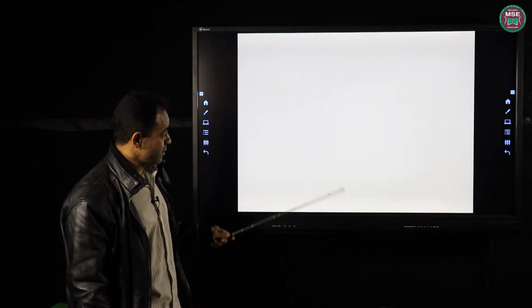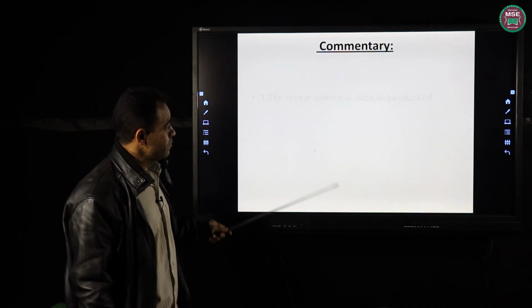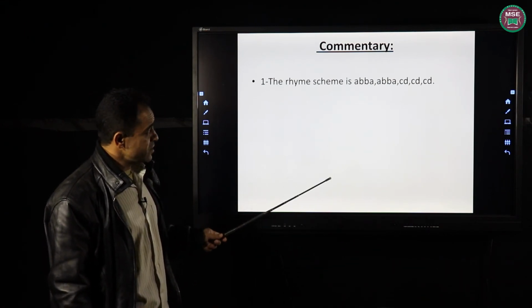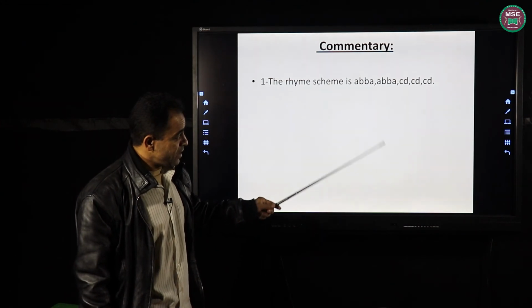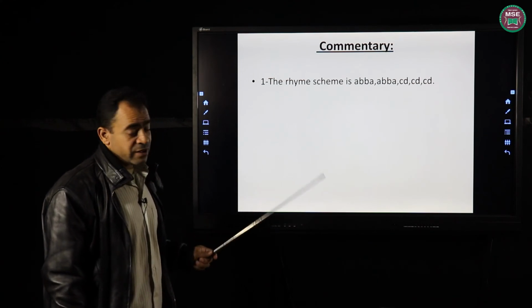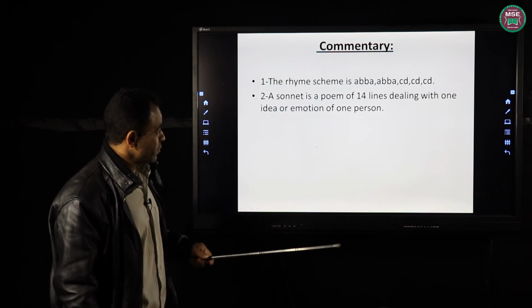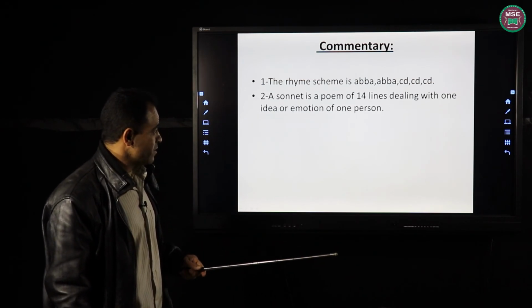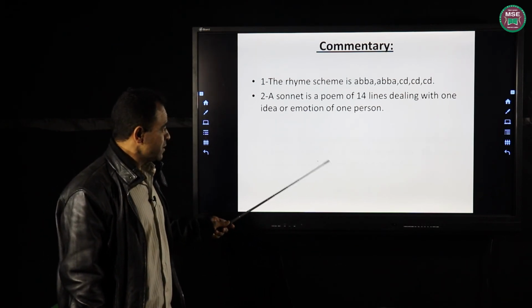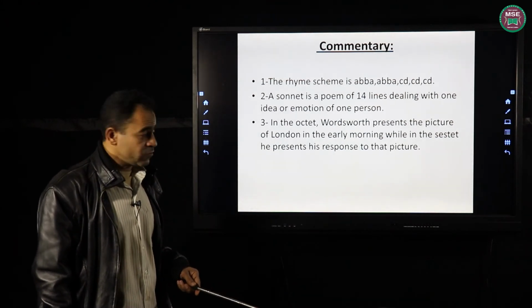The commentary we have gives very important tips or notes on the whole poem, or the whole sonnet. The rhyme scheme of the whole sonnet here is A, B, B, A, B, B, A, C, D, C, D, C, D. And take care, again, the rhyme scheme is not one of the figures of speech, okay? A sonnet is a poem of 14 lines dealing with one idea or emotion of one person. We mentioned this before, right? So the commentary here is very important as it gives you important tips or notes.